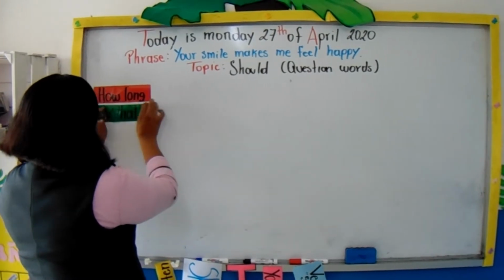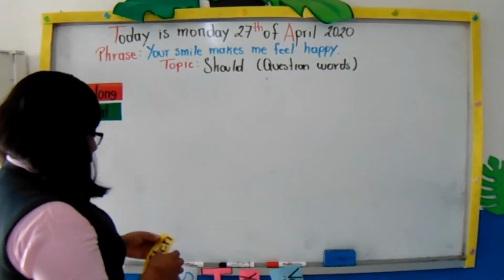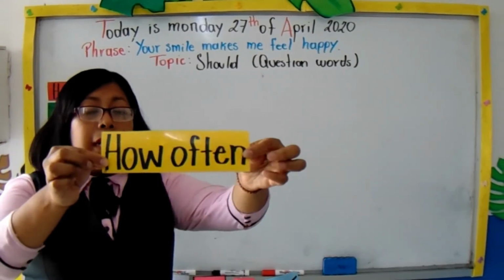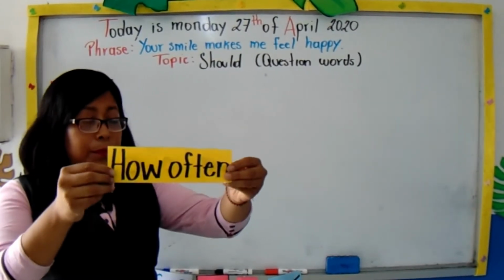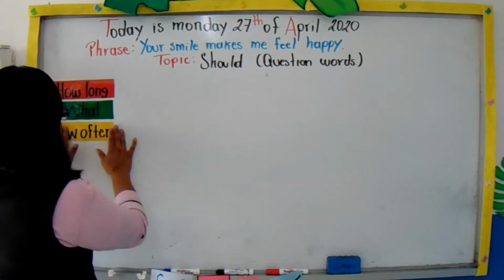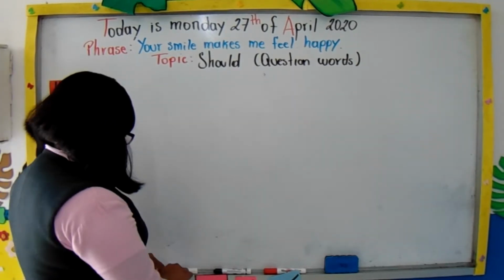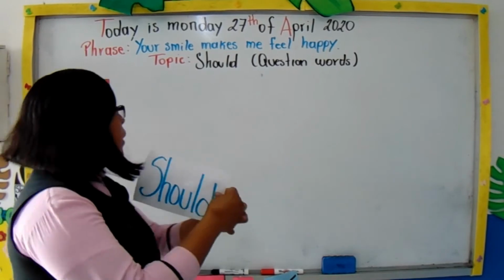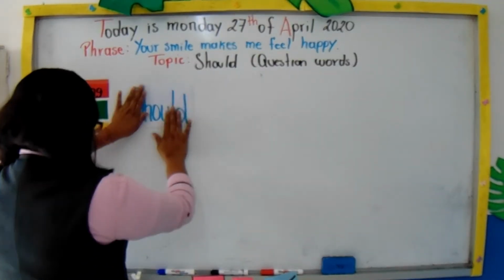And we put it here. In the third word, we have to use how often. How often. The meaning of how often, qué tan seguido. And we have to put it here. In front of it, we have to use our word should. Should. Yes? I want to start with should.